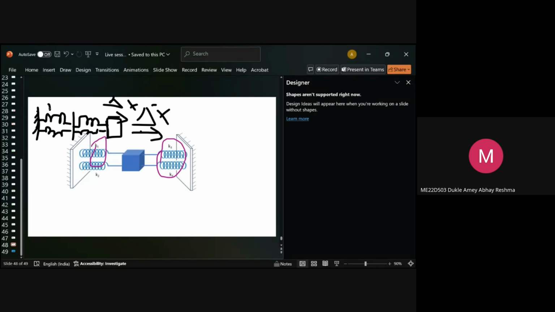So what is happening, you are having this fixed. This is k1. k2 is like a movable system, just to hold it, and then this is k3 and k4, and this is the block.